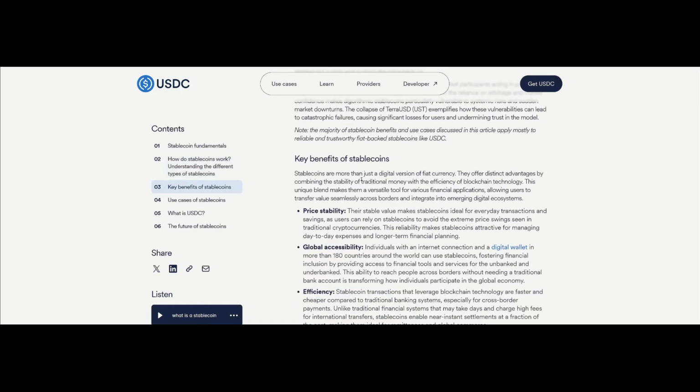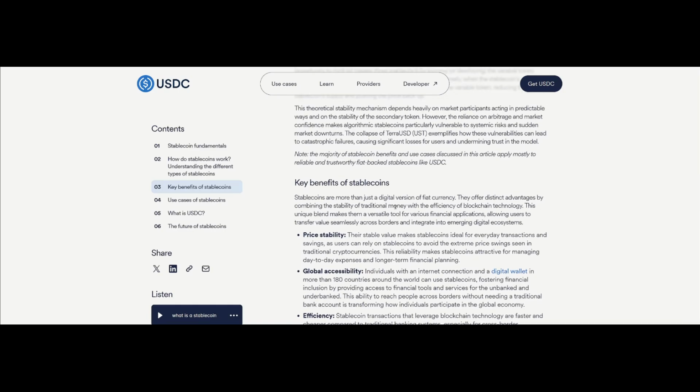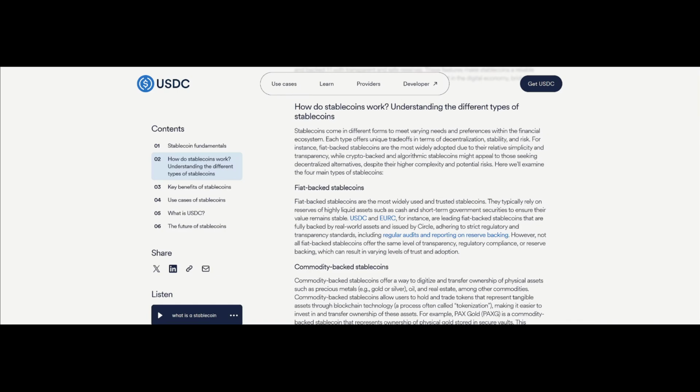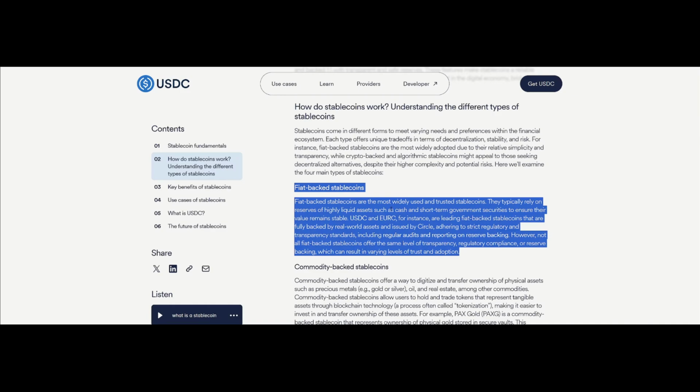Stablecoins are more than just a digital version of fiat currency. They offer distinct advantages by combining... and remember, let me say this. Banks aren't dealing with all this other stuff. Banks are right here, right? They're right here. This is where the bank is. And a business is going to be here too. A store, a grocery store, whatever store you want, a car dealer, right? They're going to be right here.